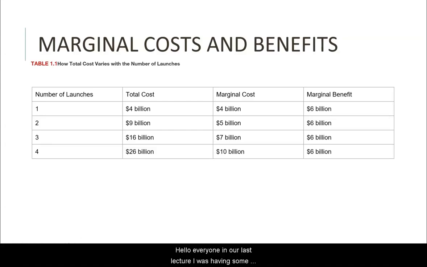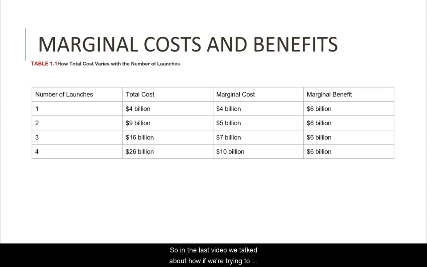Hello, everyone. In our last lecture, I was having some technical difficulties with the recording, and it looks like the chunk explaining marginal costs and benefits got cut off a little bit. So we're going to go back to that. I'm going to go through and show you how to calculate marginal costs and choose that optimal combination.